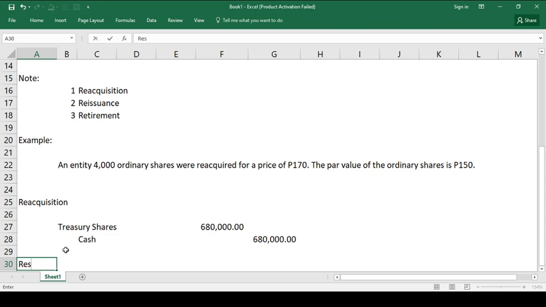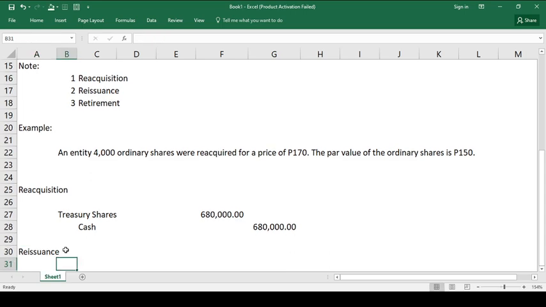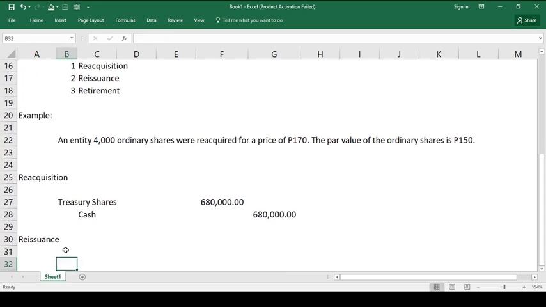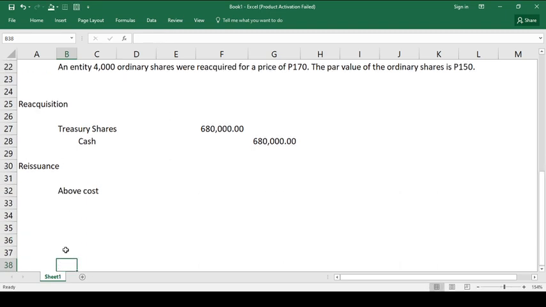What if these reacquired shares were reissued? Ano po ibig sabihin ng reissued? Di ba? The shares were originally issued. Na-issue mo na siya before and then you reacquire it, binawi mo. Once binawi mo siya, pwede mo siyang i-issue ulit pabalik sa shareholders. That is reissuance, okay? Under reissuance, guys, it can be reissued above cost or below cost, okay?